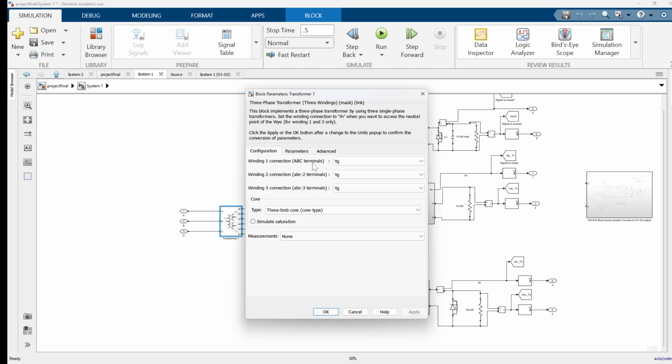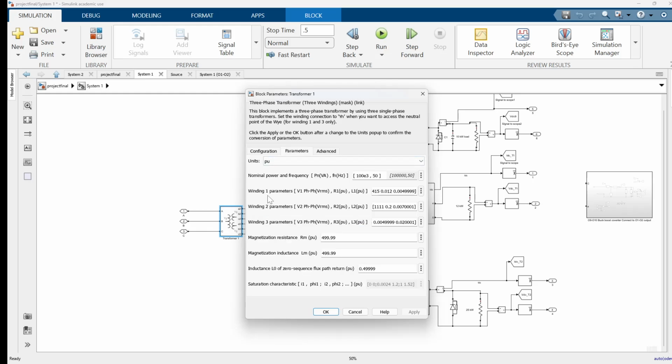This transformer has 3 windings, which are connected in star, and the core type is 3-limb core. Then you can see that the nominal power is 100 kVA at a frequency of 50 Hz.